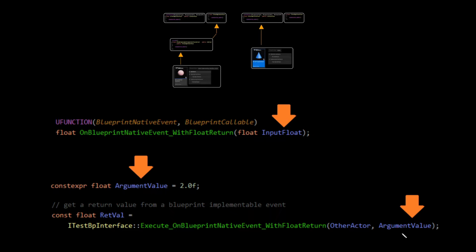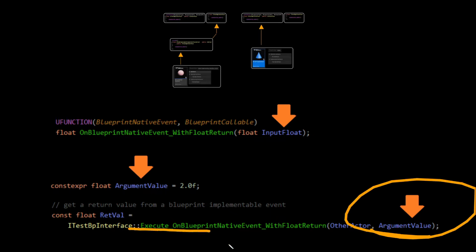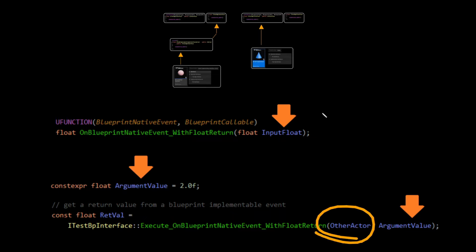And we pass it in here, which, if you notice, is actually the second argument to this execute function. The first argument is the actor that we are operating on, because this is effectively like a static function defined by the interface. So there's no object associated with this function call. And so we have to pass the object that we want to invoke this function on to the execute function.